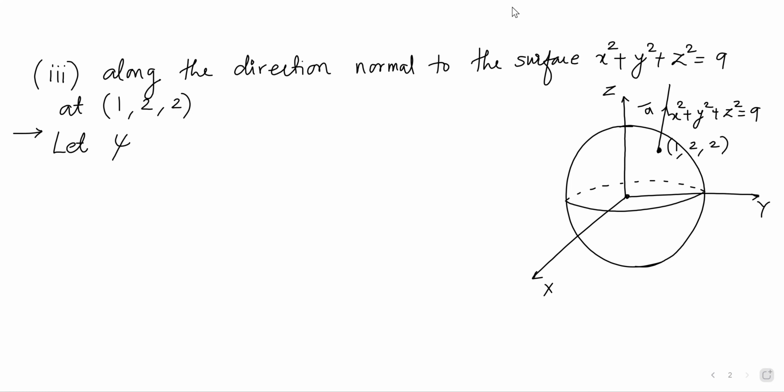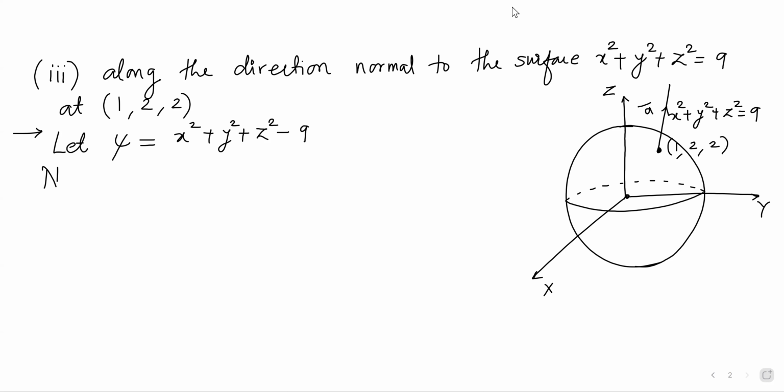So to solve this, you consider this function as something like psi. What is psi? The equation of the surface: x square plus y square plus z square. Take that 9 to the other side and it becomes minus 9. So this will be x square plus y square plus z square minus 9, correct? Now we have to find the normal to this surface.